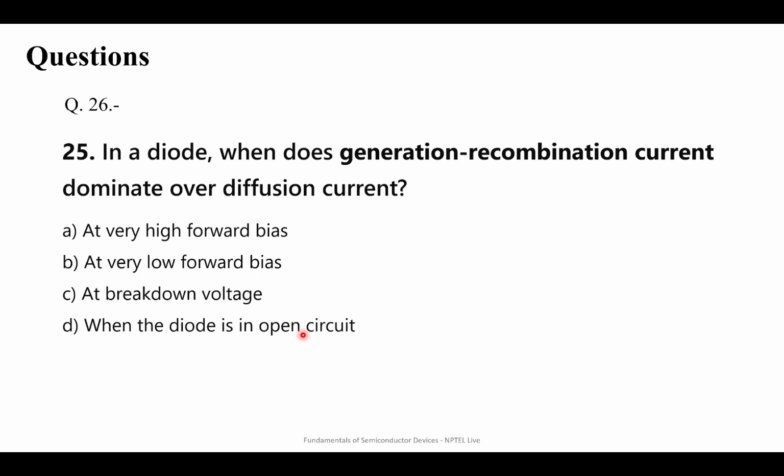In a diode, when does generation recombination current dominate over diffusion current? At very high forward bias, at very low forward bias, at breakdown voltage, when the diode is in open circuit.